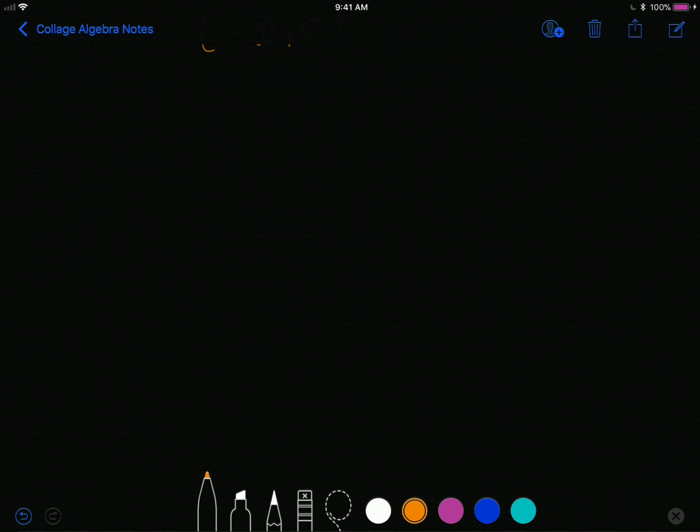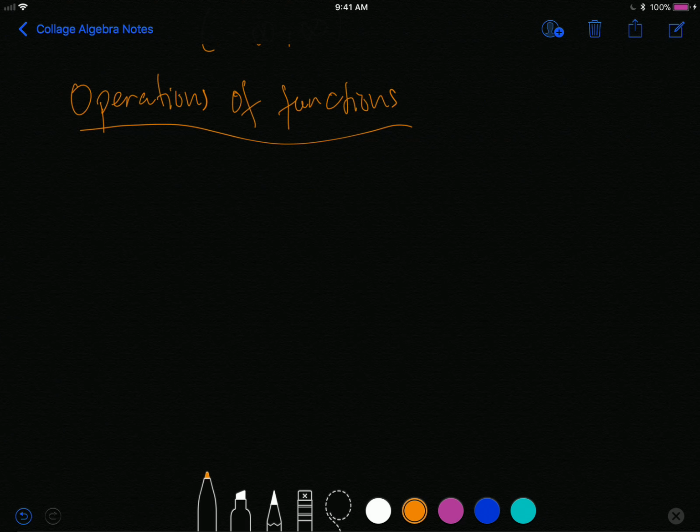We are still in 1.1, the section that never ends. Right now, we will be looking at the operations of functions. Simple enough section. To operate on functions, you need to have at least two functions.